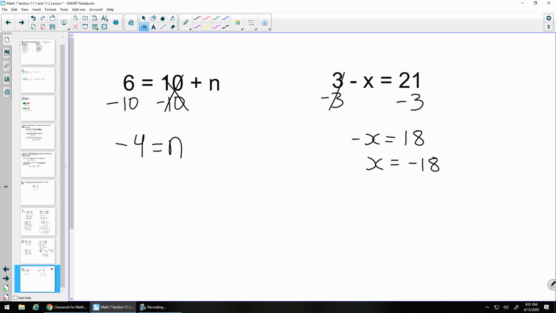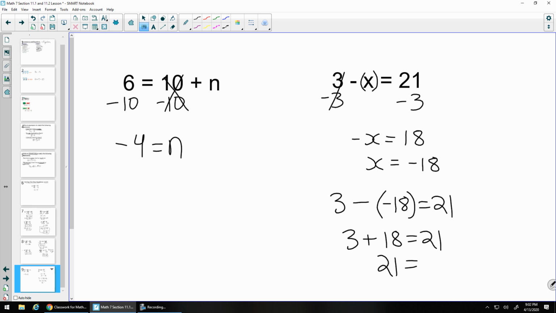Now, when I put in that x is equal to negative 18 into my equation, I get 3 minus negative 18, which is equal to 21. Don't forget that x is equal to negative 18. So just this is equal to negative 18. That subtraction symbol is still there. 3 minus a negative, subtracting a negative, is the same as adding the positive. So this is like 3 plus 18, which is equal to 21. So 21 is equal to 21.